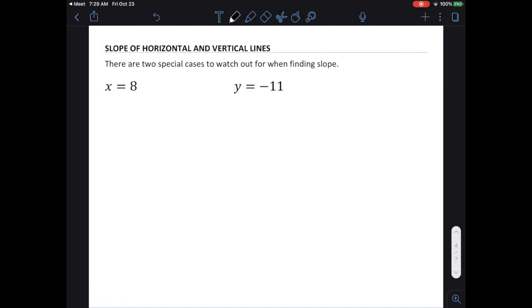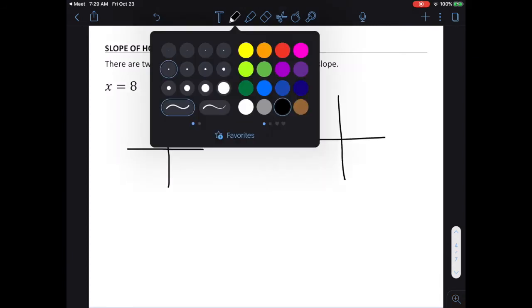Okay, there are a couple of special cases that we want to watch out for when we're finding the slope. And here are the two of them right in front of you. x equals 8, y equals -11. Anytime we have x equals a number or y equals a number, there is a unique type of slope for each one of those equations. And the simplest way to see what that is is to simply graph the equation. So I'm just going to draw two graphs here, and then I'm going to graph the equation.